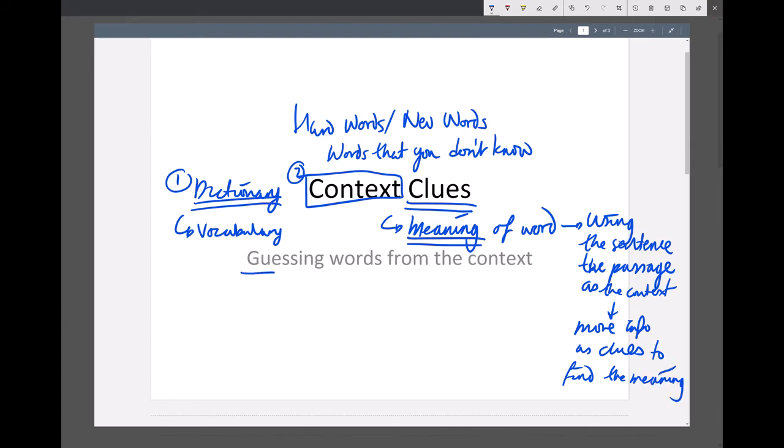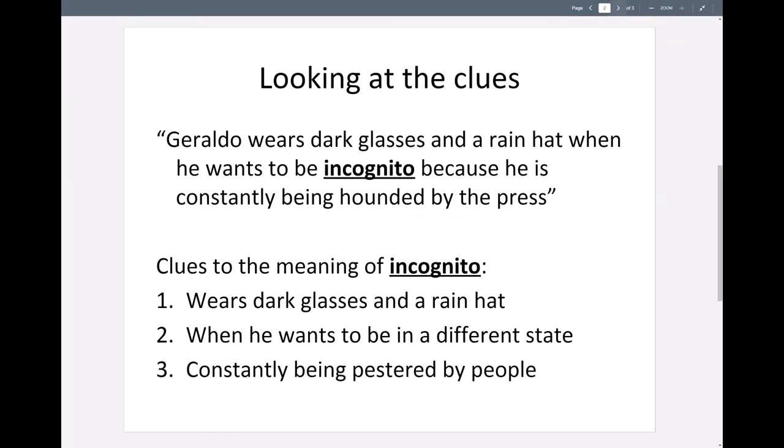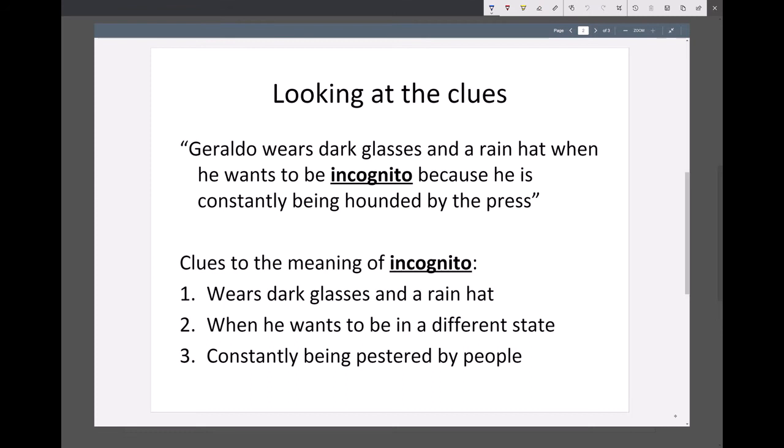So here we have guessing words from the context. You find the meaning of one word using information from the context. So let's take a look at that. I'll show you what that looks like now. So here is a sentence, and the word we want to guess is incognito. Now, you could check the dictionary for this word if you want, but what if you don't have a dictionary handy when you're reading the article? Although that's very unlikely because we have cell phones and computers these days.